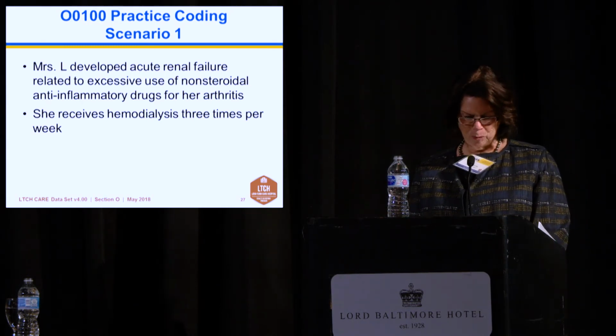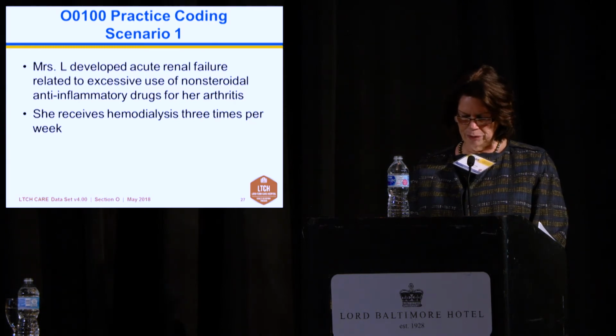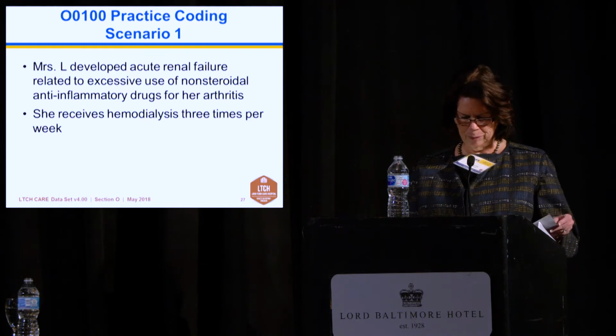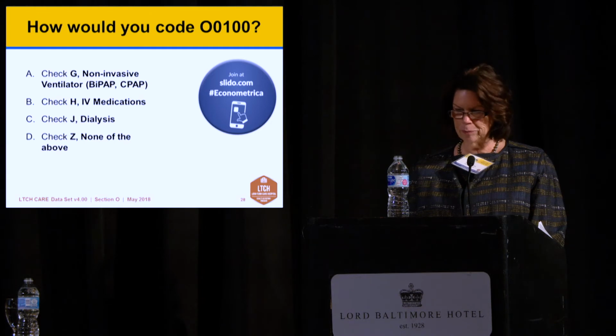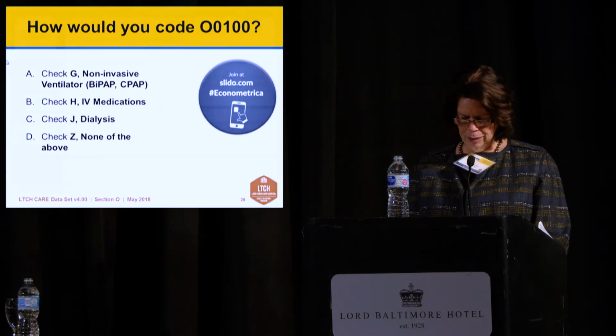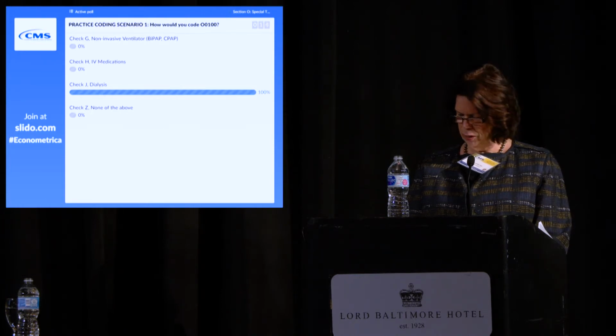So in the first coding scenario, Mrs. L developed acute renal failure related to excessive use of nonsteroidal anti-inflammatory drugs for her arthritis. She receives hemodialysis 3 times per week. So how would you code O0100? Would it be A, check G, non-invasive ventilator, BiPAP, CPAP? B, check H, IV medications. C, check J, dialysis. Or check Z, none of the above.